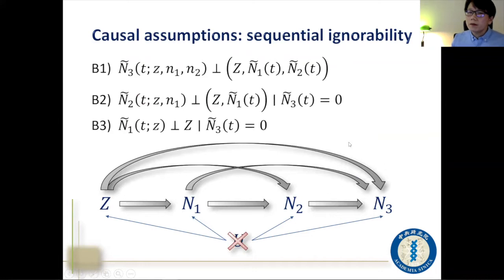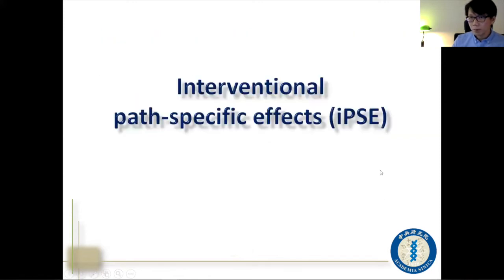Under the interventional approach, the identifiability assumption is simply the conventional sequential ignorability assumption. Or equivalently, you can view this assumption as no confounding among the relationship of Z, N1, N2, and N3. So far, we just explained the notation. Next we would like to use those notations to define the interventional version of the path-specific effect.